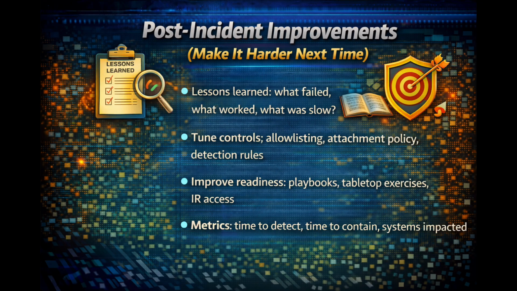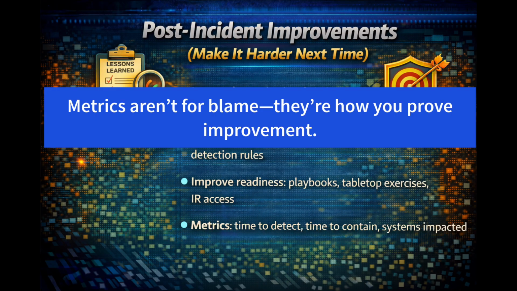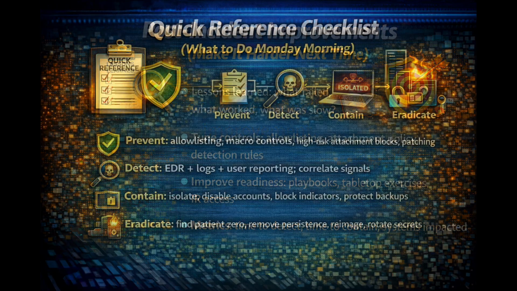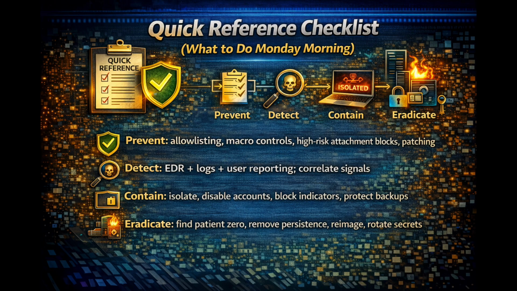Make sure incident responders have the access they need securely so you don't waste an hour requesting permissions during an emergency. Finally, track metrics like time to detect, time to contain, number of systems impacted, and recovery time. Metrics aren't for blame, they're how you prove improvement. Let's close with a practical checklist.